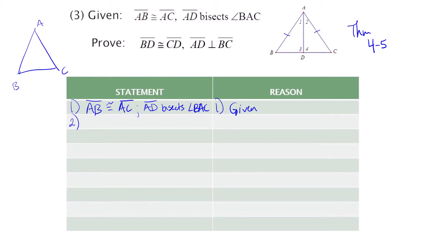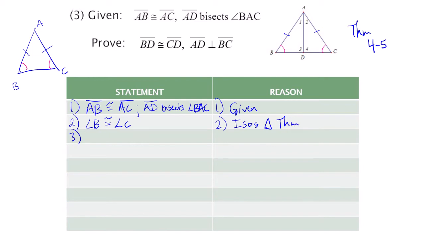So we have this is congruent to this, right? And if those two sides are congruent, that must mean the base angles are congruent, right? Angle B must be congruent to angle C. So we can say that angle B is congruent to angle C, and that's because of the isosceles triangle theorem.